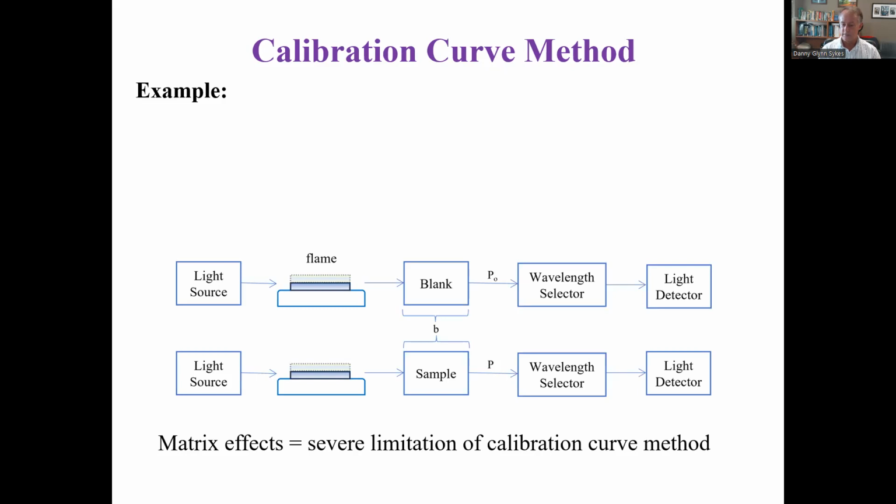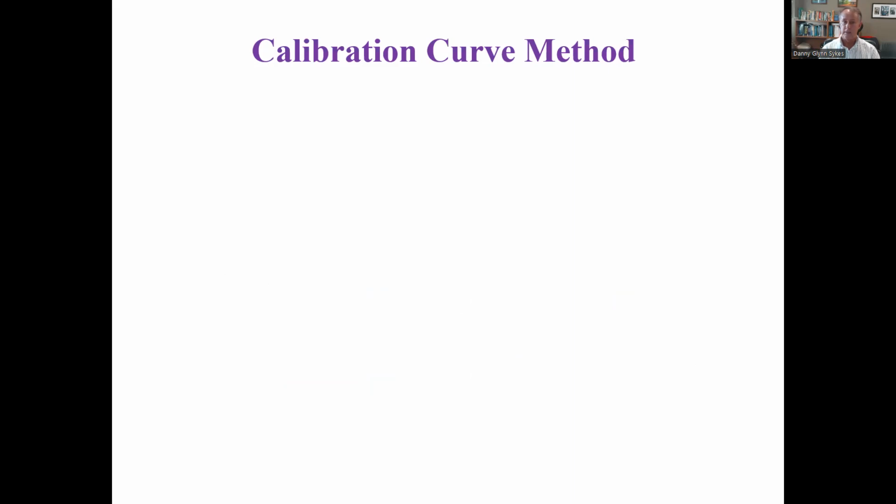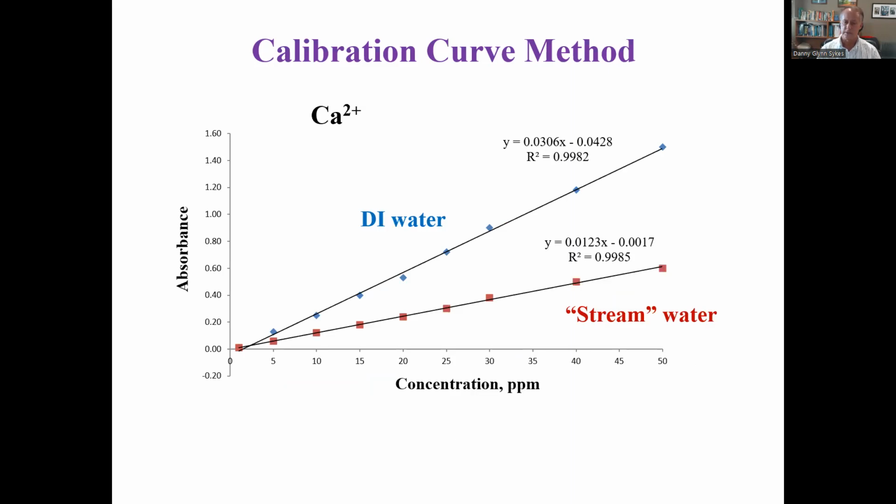Matrix effects are a severe limitation of the calibration curve method because there's no guarantee the analyte in your sample will behave identically to the analyte in your standards that you make in the lab. So here's an example. The DI water curve is calcium standard solutions I made in the lab using DI water, nanopure water. Okay, no complexing ligands other than water molecules, which are easily removed from the calcium. So I'm able to get a good signal at every calcium concentration.